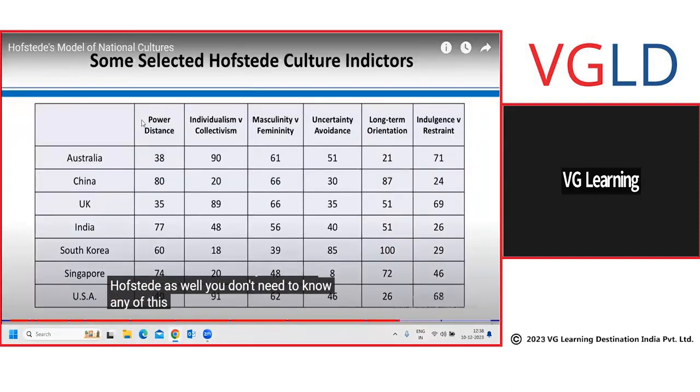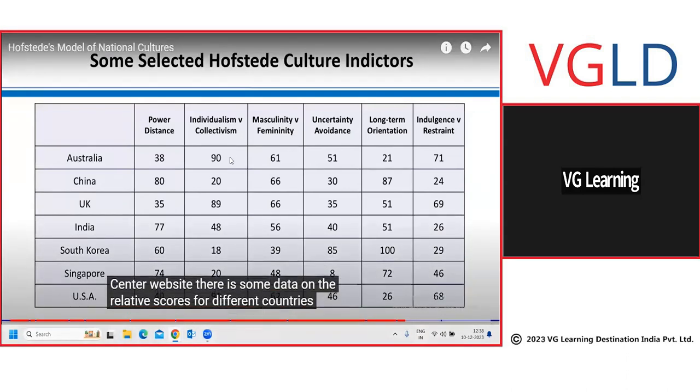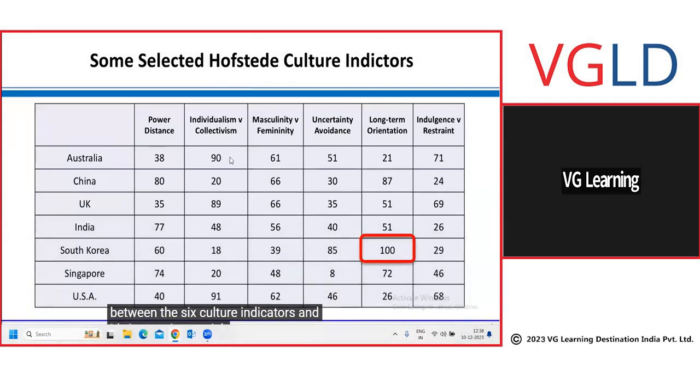And if you look at Hofstede's work, you don't need to know any of this detail, but on the Hofstede Centre website, there is some data on the relative scores for different countries between the six culture indicators. And it's interesting to pick out one or two in terms of their relatively high score compared with others. South Korea seemed to take a very long-term orientation towards the time horizon, the planning for business decision-making.